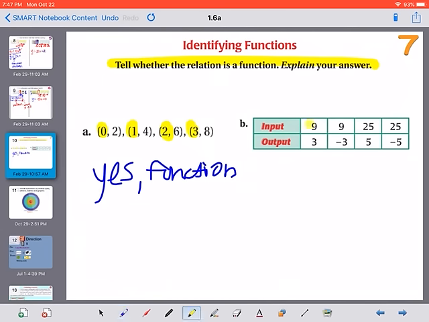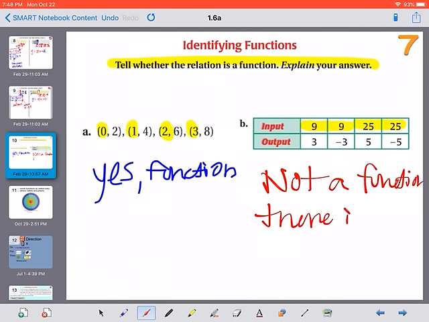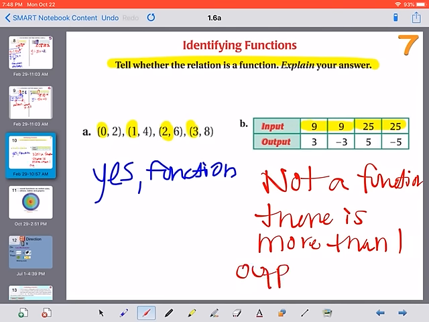This next one though, 9, 9, 25, 25, here we have a problem and here we have a problem. We have two problems here. So this one would be not a function because there is more than one output for 9 and 25.